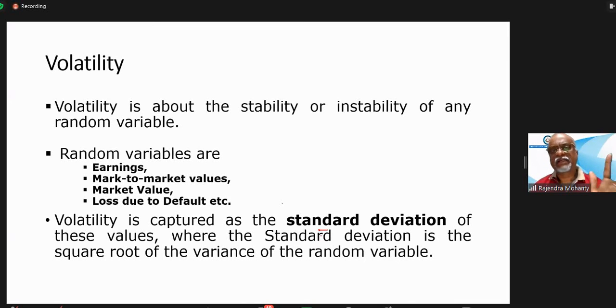Sensitivity you have calculated through Macaulay duration and modified duration. But volatility is captured as the standard deviation of these values. So we take the data and find its standard deviation. And what is that standard deviation? I will let you know in the next slide. The standard deviation is the square root of the variance of the random variable. This is the definition. Do not worry about the definition. In the next slide, I am going to tell you how this is to be calculated.